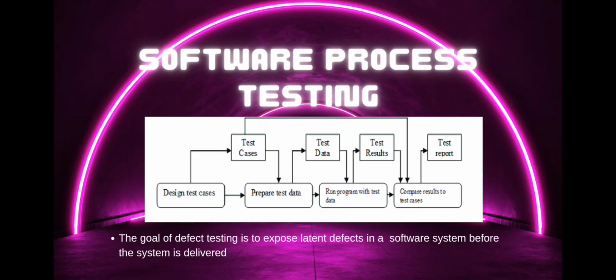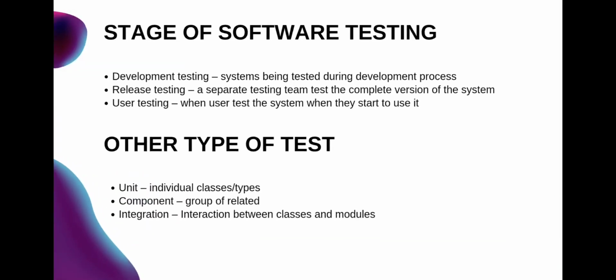Software testing process. This diagram explains the software testing process. The goal of defect testing is to expose latent defects in a software system before the system is delivered. Moving on to stages of software testing. It begins with development testing, where the system is tested during the development process. And then release testing, where a separate testing team tests the complete version of the system. And lastly, user testing, when a user tests the system when they start to use it.